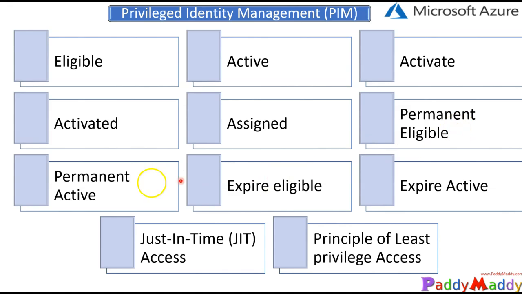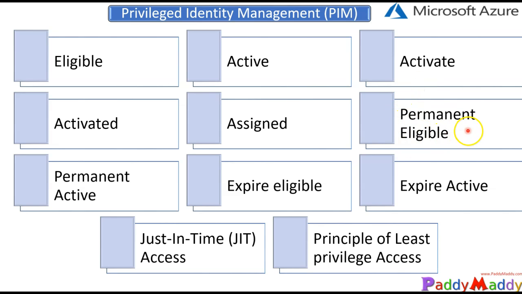The next four are permanent eligible, permanent active, expire eligible, and expire active. So these four are based on the duration where you can assign. The first one, permanent eligible, means that I'm always eligible to activate a certain role. I always have the ability to increase my access. Now I may still need to perform one or more steps in order to do it, but I always have the ability to do it.